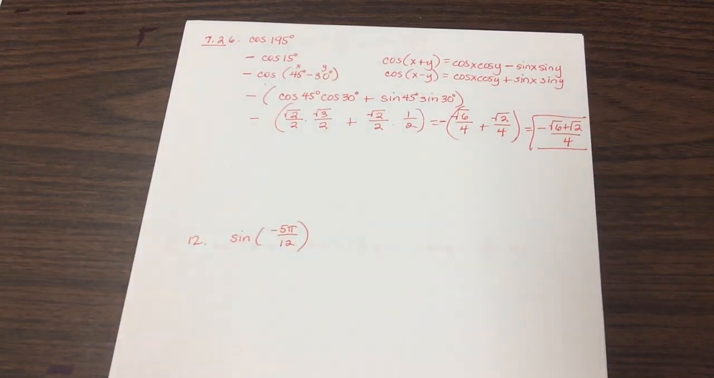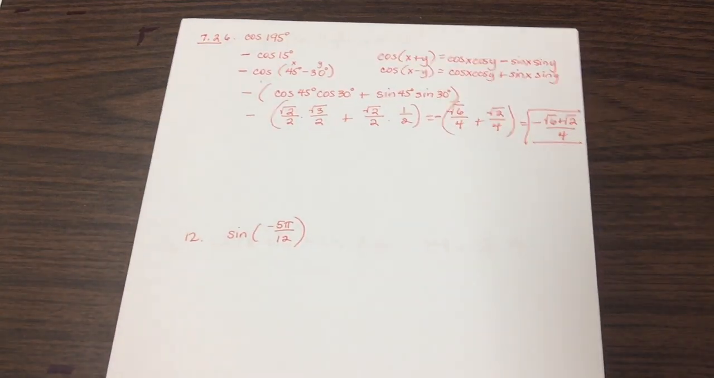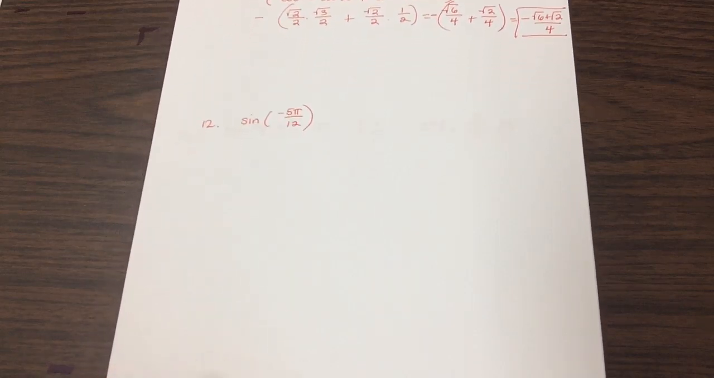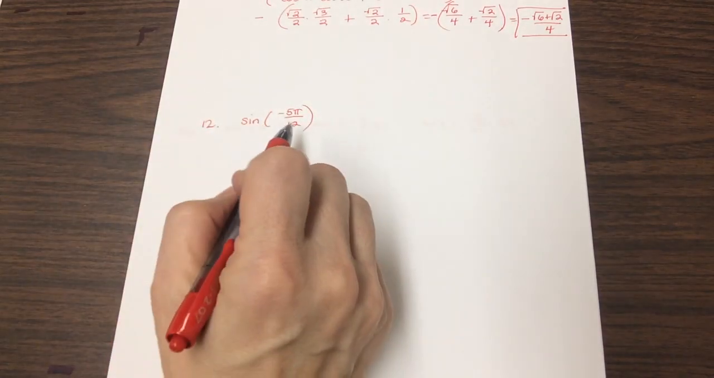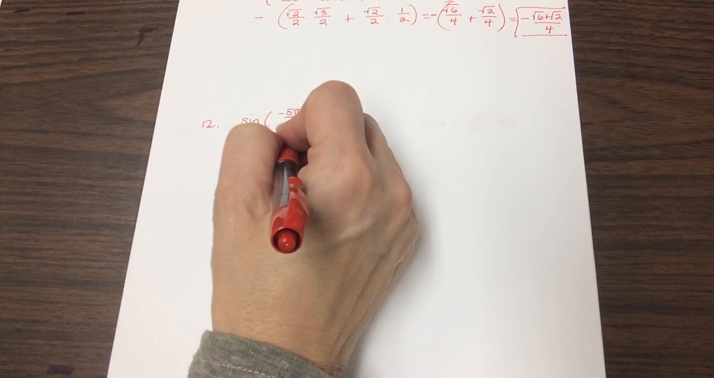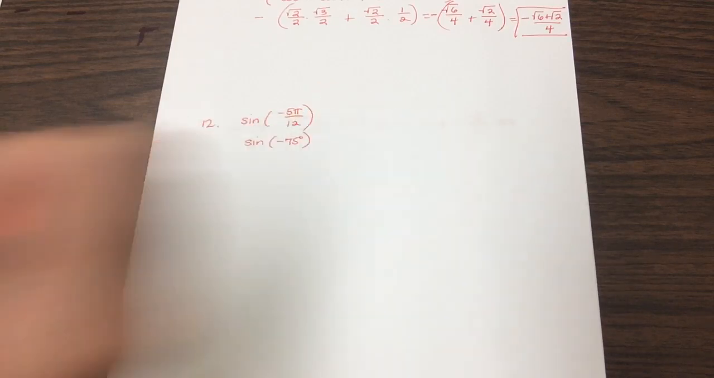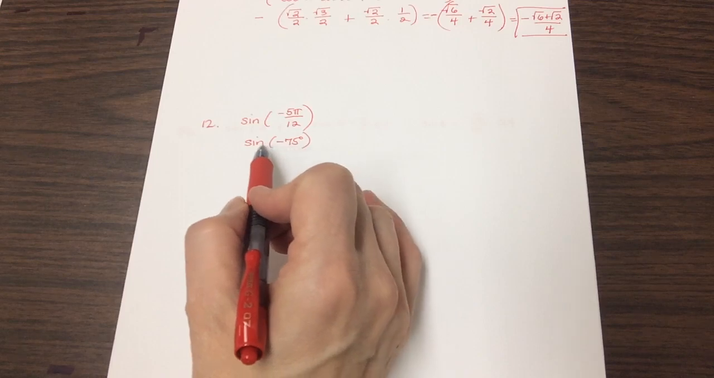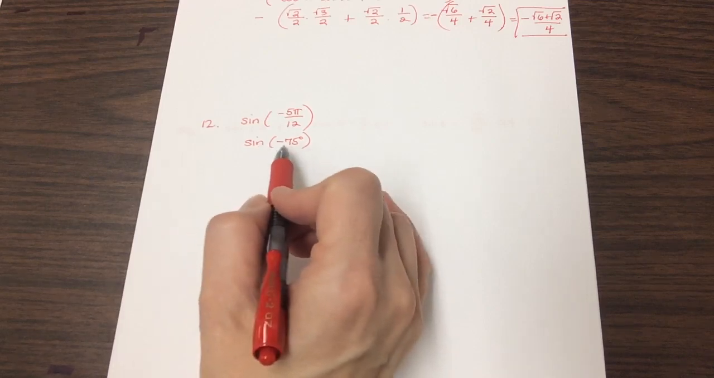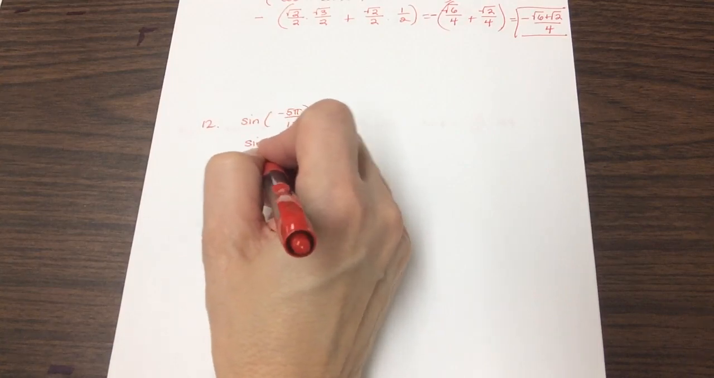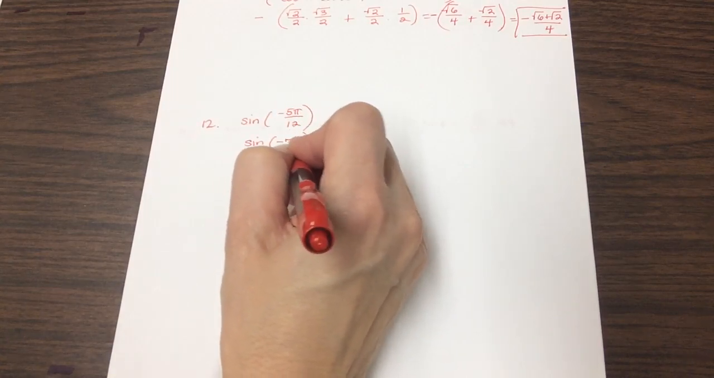Okay? Alright, so let's do another one here. Let's do the sine, this is number 12, the sine of negative 5 pi over 12. You can do this however you want to. I'm going to convert it to degrees. So this is going to be the sine of negative 75 degrees. Alright, and I'm going to use the fact that I know that the sine is an odd function. So that just means I'm looking for a negative sine of 75 degrees.